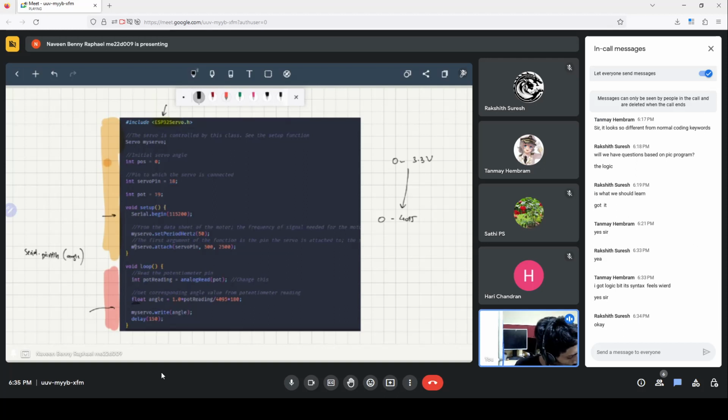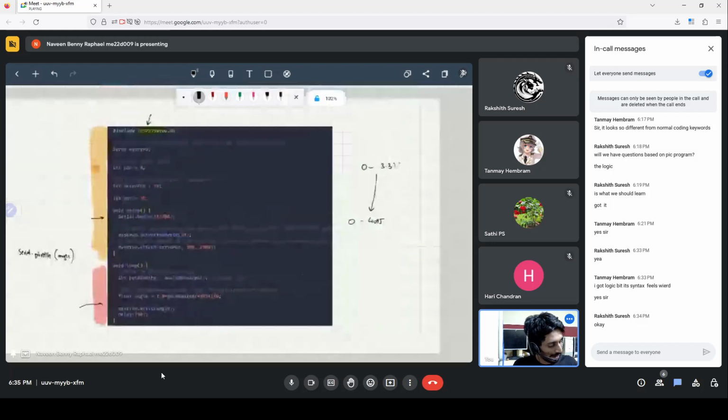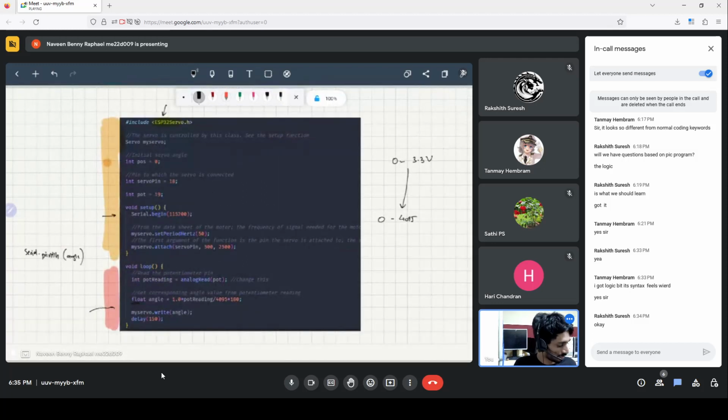Like myServo.setPeriodHertz, that's a normal C++ function syntax. If you know a bit of C++, you know objects can have functions associated with them, and therefore this is how it's written.